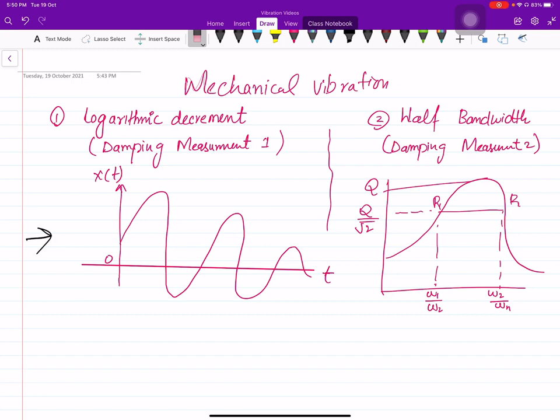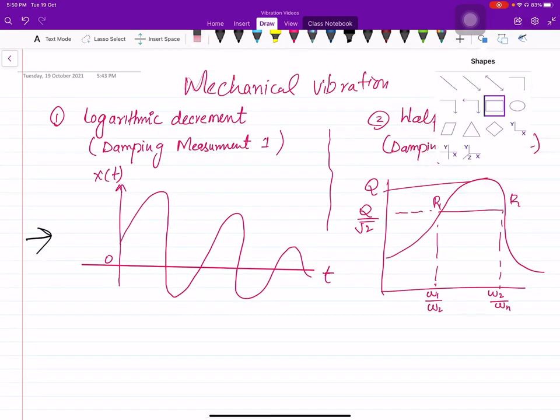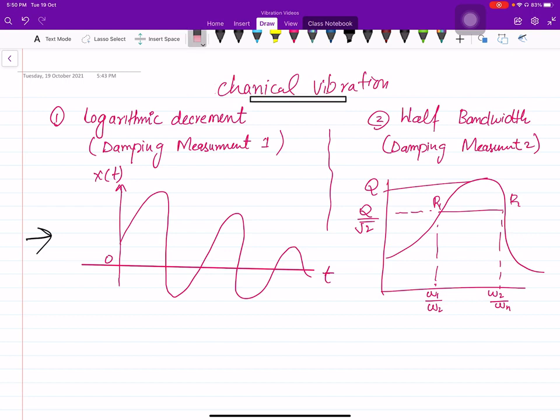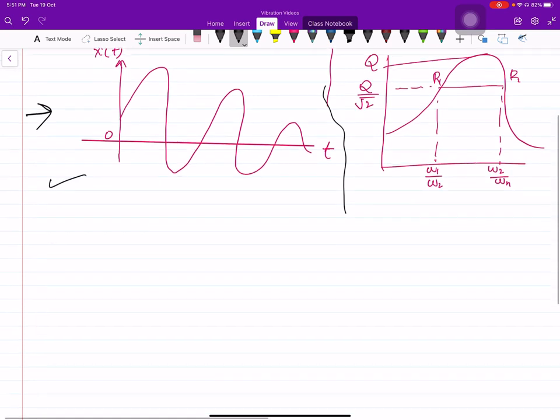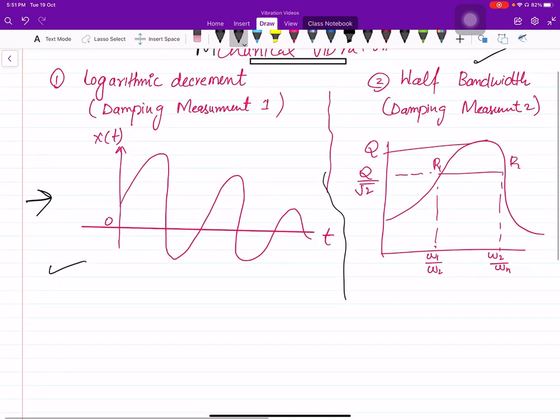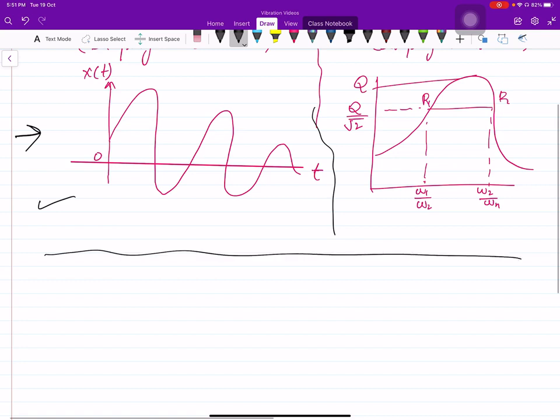Good evening. In this lecture, we are going to cover mechanical vibration: the logarithmic decrement method and the half-bandwidth method, which is also called the half-power point. So we have these two methods. The first one is the logarithmic decrement, and the other one is the half bandwidth. First, we will go for the logarithmic decrement to measure the damping ratio, and then we have to go for the second one, the half-width bandwidth. Okay, so let's go with this one.